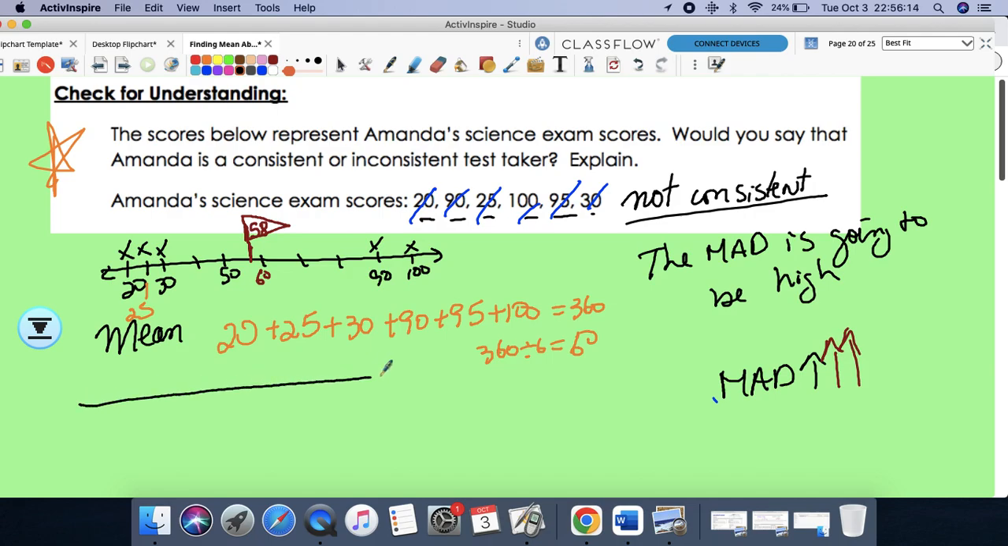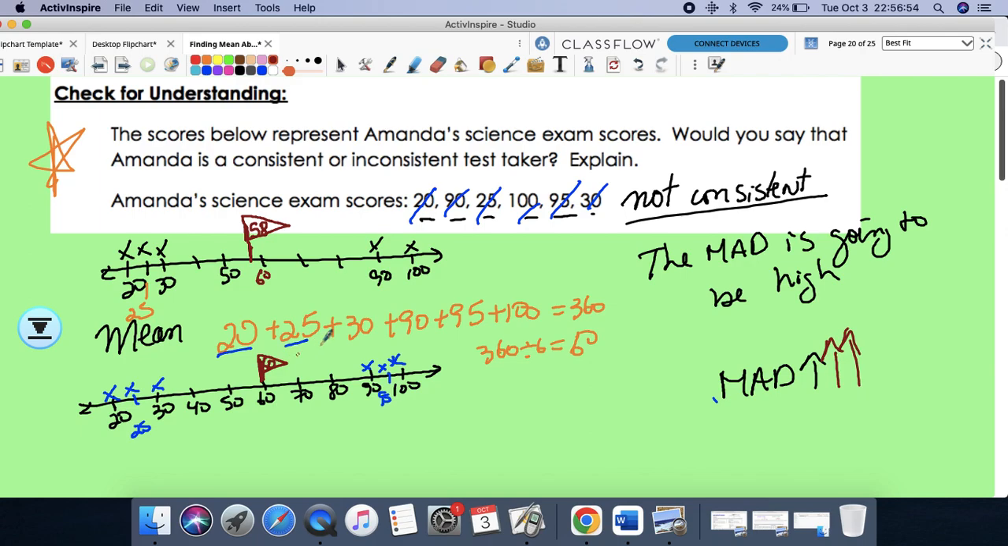I'm going to draw a number line just to show you. You don't have to do this. This is just to give you an idea. Let's say 20, 30, 40, 50, 60, 70, 80, 90, 100. So we have a 20, right here. We have a 25, and I'll put it right here. We have a 30. We have a 90. We have a 95. We have 100. What's our mean? I'll put a red flag here. Here's our mean.